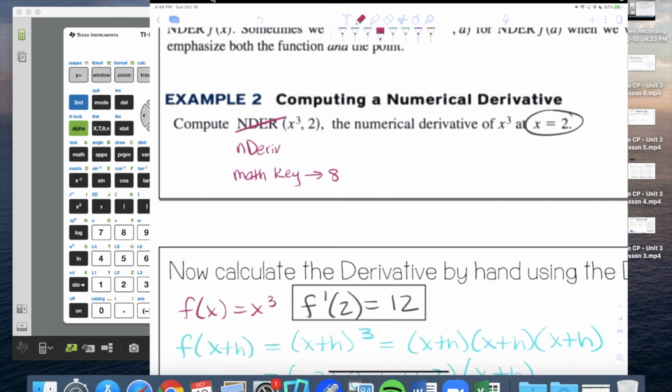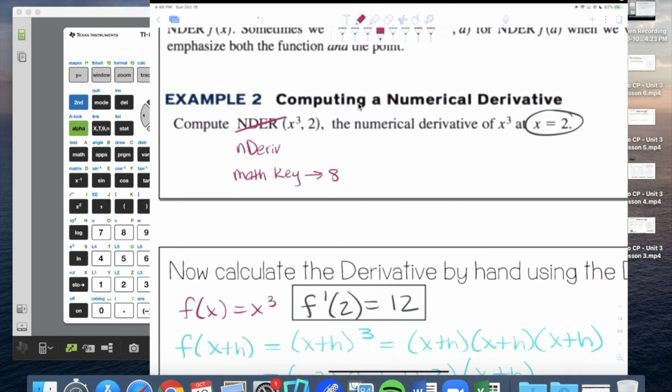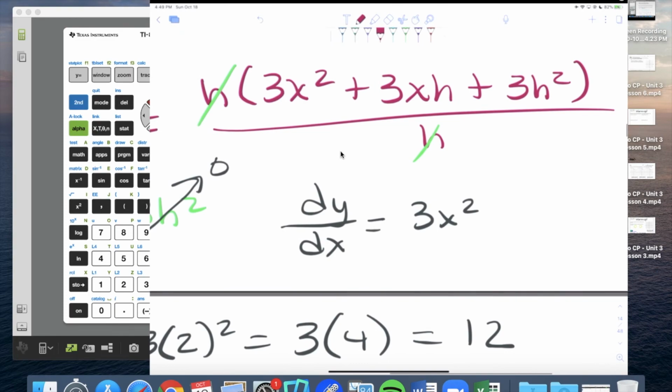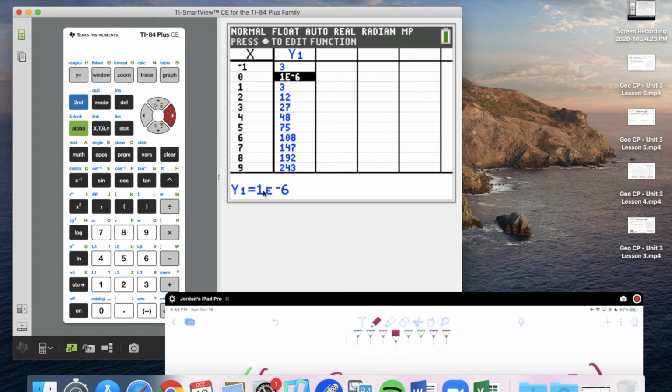If we wanted any other location, like what's happening at 3, or at 4, we can do this all day long. If you wanted to know what was happening at 3, you would do 3 squared is 9, times 3 is 27. That's what they have here. By the way, that number is 0. Just assume that anything like that is 0. It's 10 to the negative 6, which is 0.000001. So that's 0.